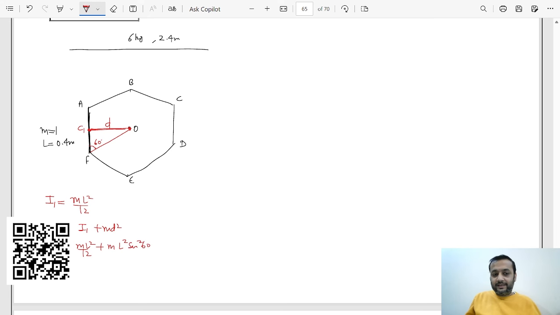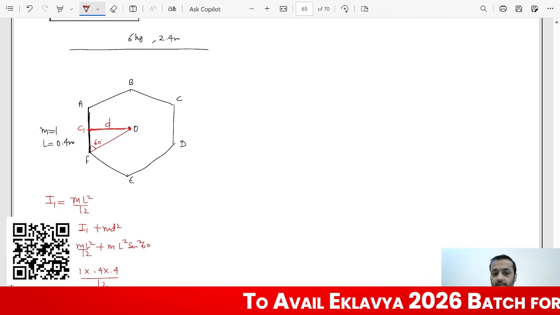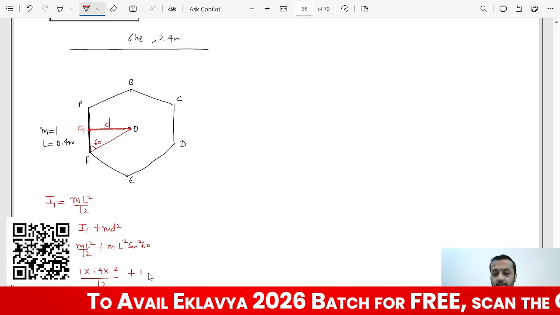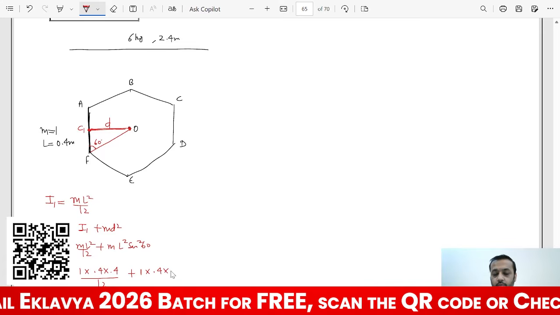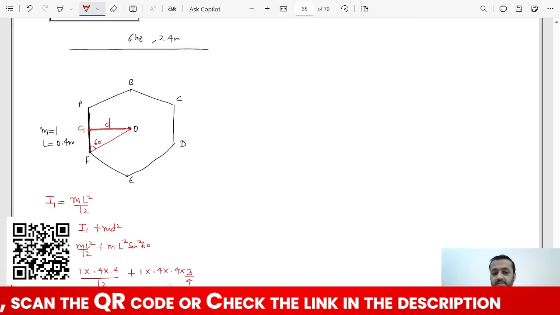If we calculate this value, what does it come out to be? M is 1, L is 0.4, so 0.4 into 0.4 divided by 12, plus M again 1, 0.4 into 0.4, and sine square 60 becomes 3 by 4. So this is the value that we get.